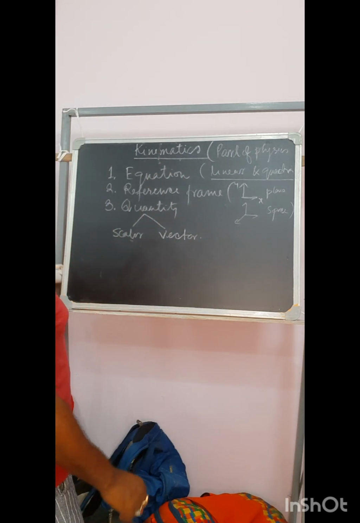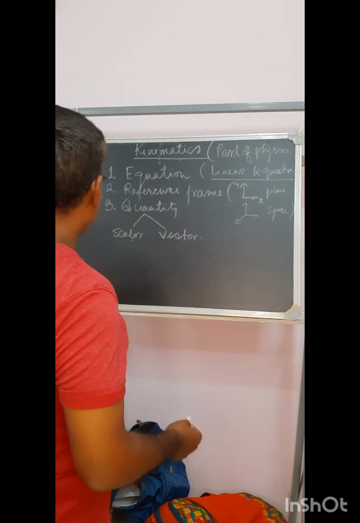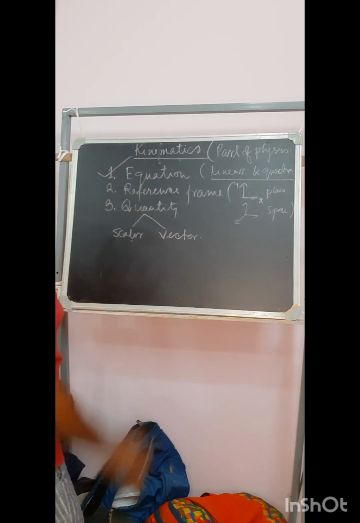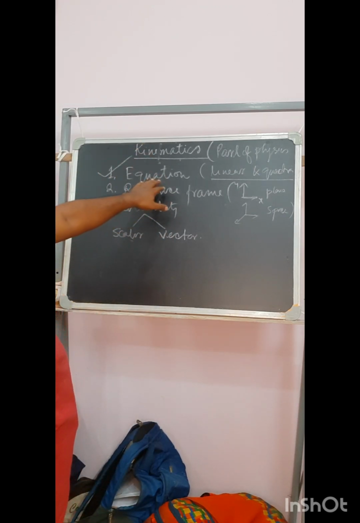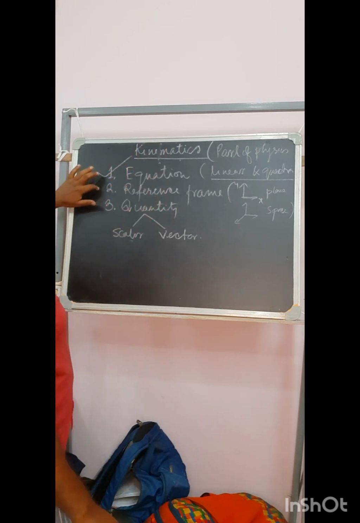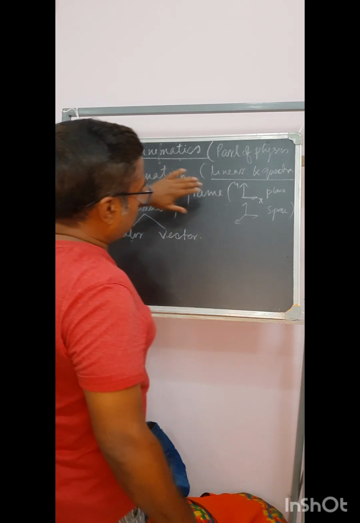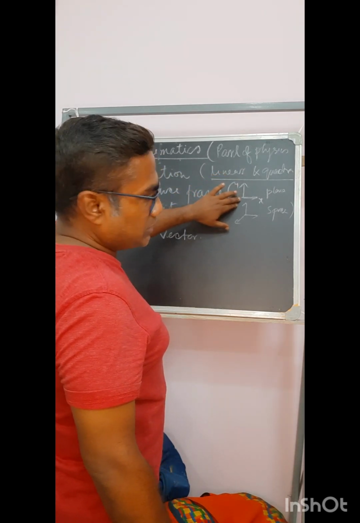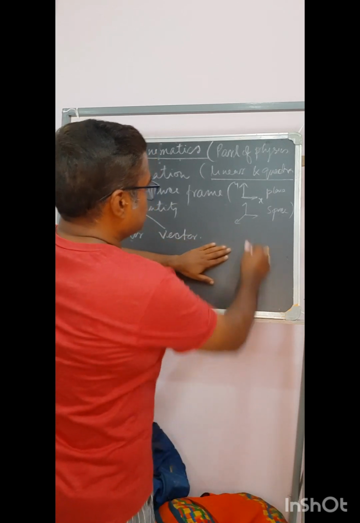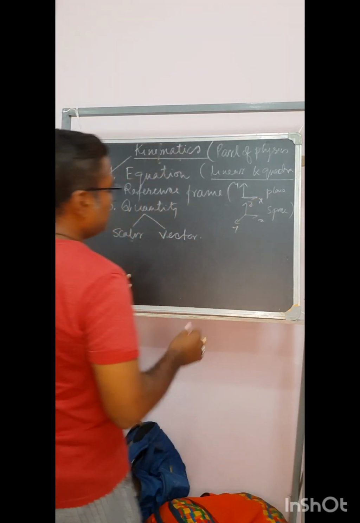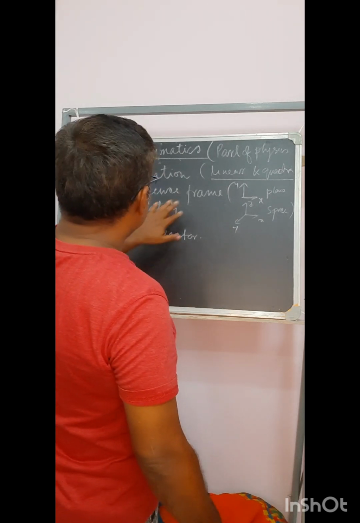So let me come to the first part, which I am not going to teach you further, because whatever I have taught is enough to understand kinematics. About the reference frame, I have told one thing: in a plane there are two coordinate axes, and in space there are three, x, y and z, whatever you say.